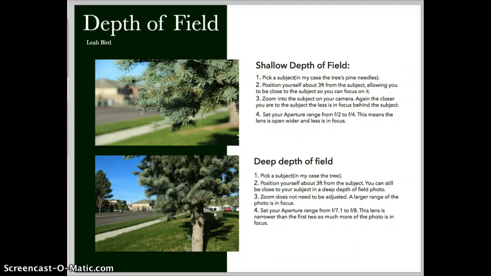The final step is to set your aperture anywhere from f2 to f4. As we talked about in class, aperture is how wide the lens is open. At f2, the lens is very wide, which means less of the picture, as we can see here, is in focus. So that's how you take a shallow depth of field shot.